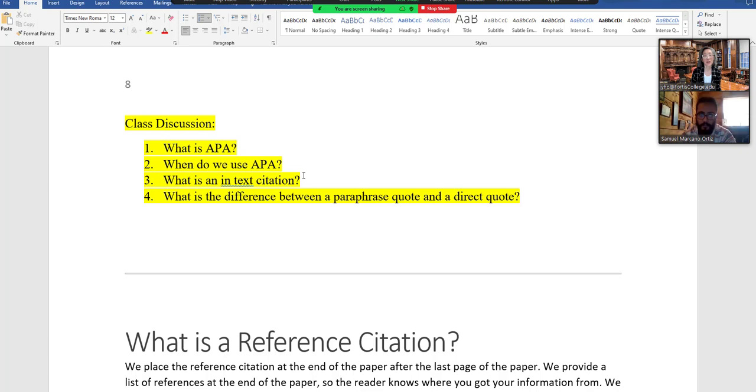Do we need the page number for a paraphrase quote? No. Do we need quotation marks for a paraphrase quote? No. And if we have long quotes, like over 3 lines, do we still stick it in the paragraph, or do we use a block quotation? A block quotation. Is a block quotation single spaced or double spaced?